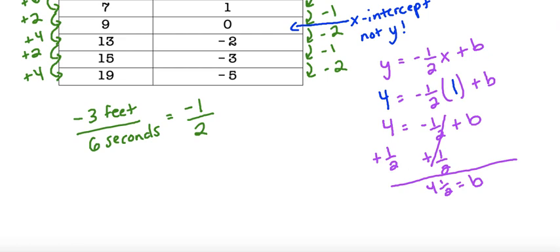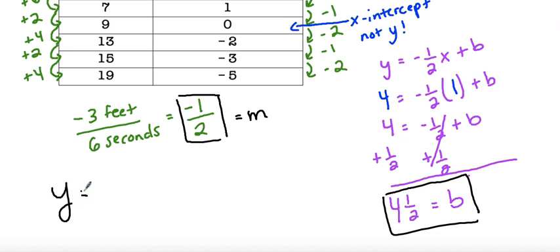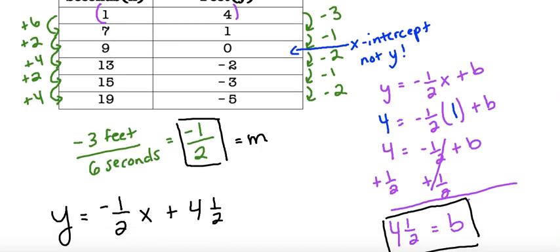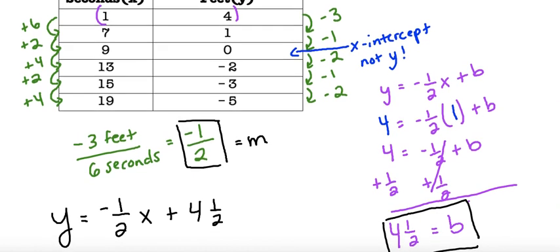I'm going to write that a little bit neater. So here I have my slope. Here I have my y-intercept. So y equals negative a half x plus 4.5. And in the context of this problem, we started off at 4.5 feet, and as seconds go by, we're decreasing half a foot. So we're going down a foot every 2 seconds, or half a foot per second.